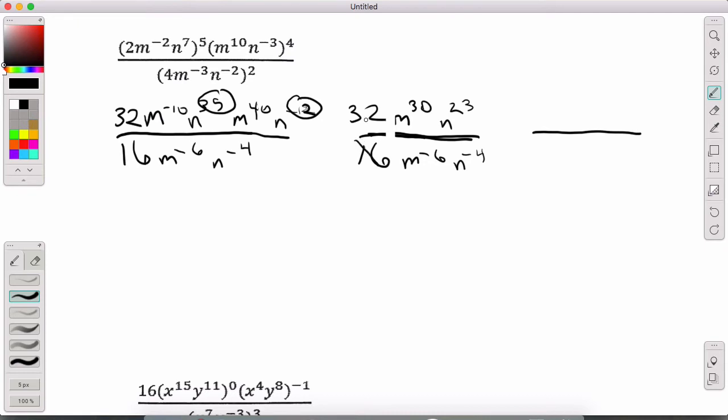32 divided by 16 is 2. M to the 30th minus negative 6. Or you could also think of those 6 negatives having to move up into the opposite side, our denominator. So that will be m 36. And the 4 negative n's will go up as well. Or you can think of it with subtraction rule, 23 minus negative 4 and n to the 27th power.